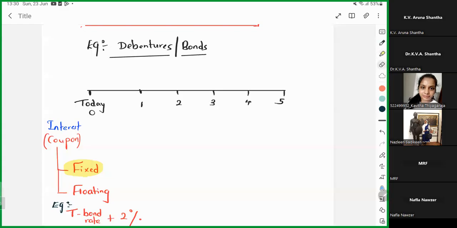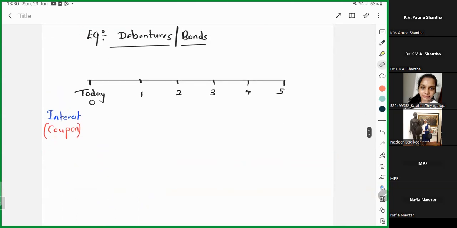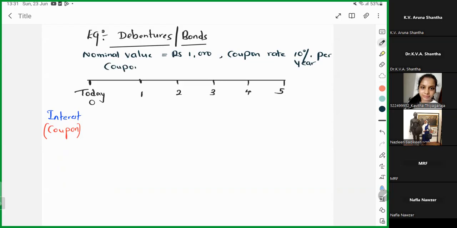Right. Now let's say in this example, you have invested in debentures of AB PLC. Nominal value of a debenture, let's say 1,000. Interest rate, coupon rate, let's say 10% per year. Let's say interest is paid annually. Coupon is paid annually. Debentures mature in 5 years. Now let's think about this debenture.